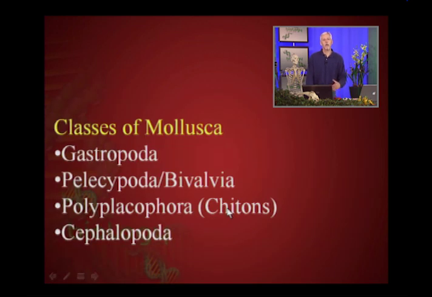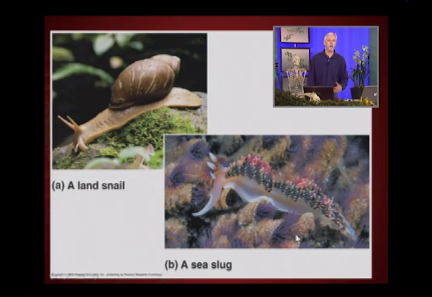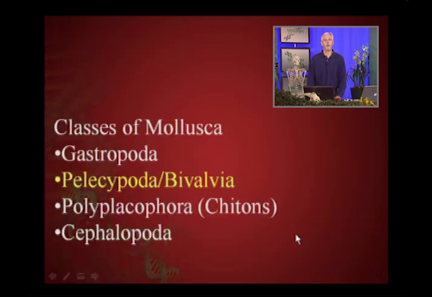As we look at classes and examples of mollusks then, one class would be the gastropoda, and the name is trying to tell us that they are the stomach-footed animals, and that's what the name means. Examples would be snails and slugs. They basically are crawling along on a muscular foot on their stomach.